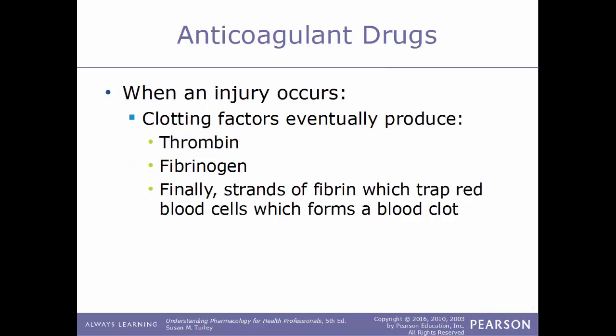Now, the clotting factors will eventually produce thrombin, and fibrinogen will end up being converted into a product called fibrin, which acts as a very sticky, very strong type of a spider web. That is a good way to think about it. And this netting of fibrin will help trap red blood cells as they go by the injured area, and end up basically collecting all these cells to help form a blood clot.